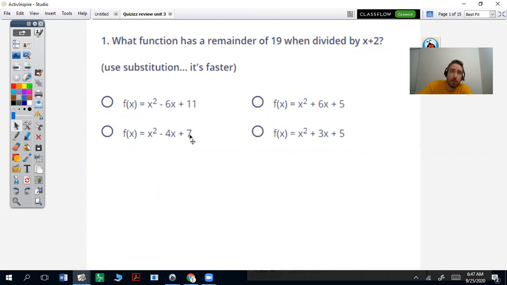The first question, what function has a remainder of 19 when divided by x plus 2? Remainder of 19. So I just use substitution on that. Plug in -2. Always switch the sign. So let's do that. Pause the recording, try it on your own.